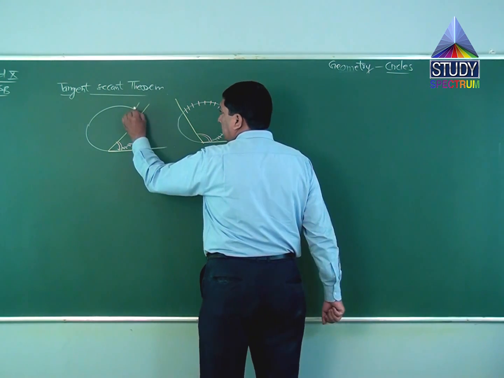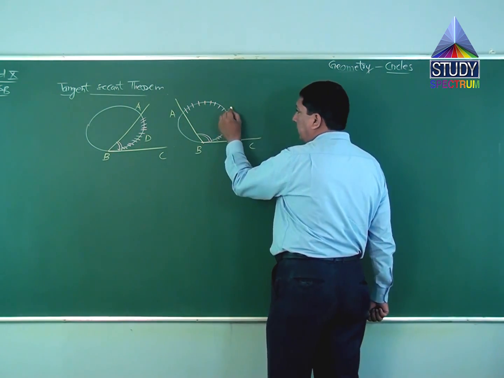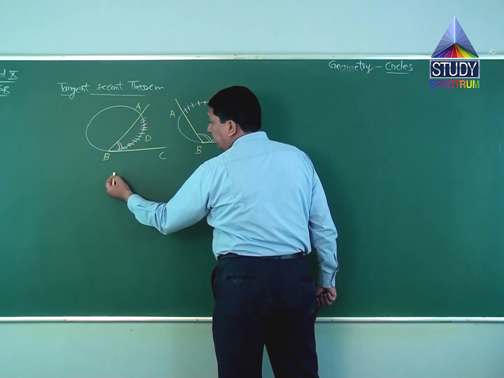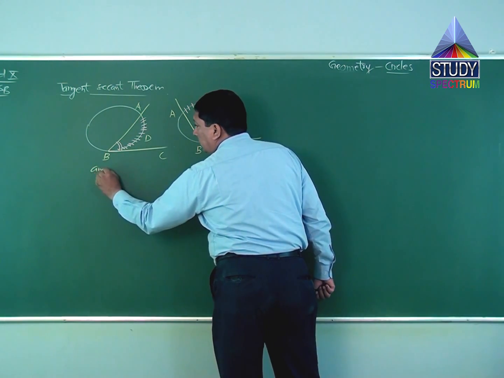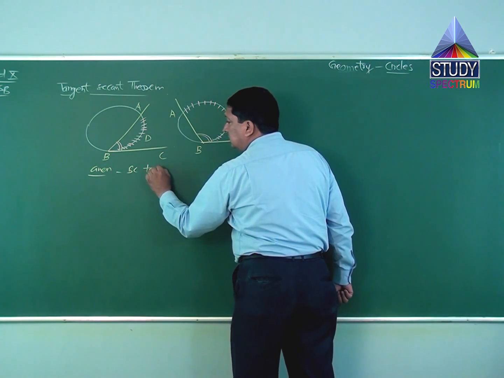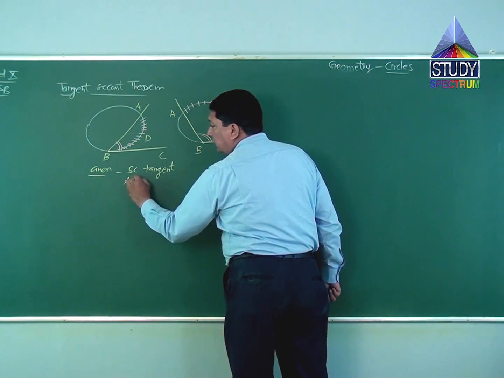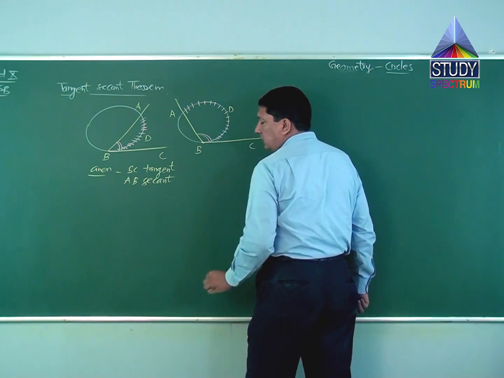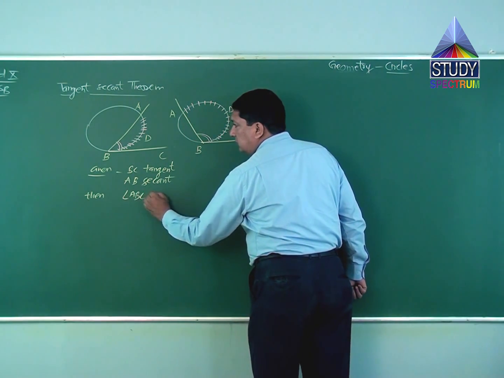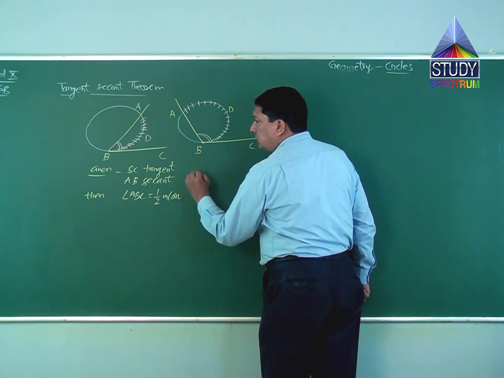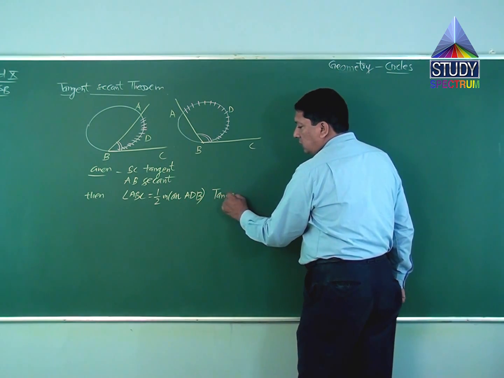So if we are naming the angle as ABC and the interior point as D, as per the tangent-secant theorem we can say that angle ABC is half the measure of arc ADB. Given to us, BC is tangent and AB is secant. Then we can say angle ABC is equal to half the measure of arc ADB. The reason for this is the tangent-secant theorem.